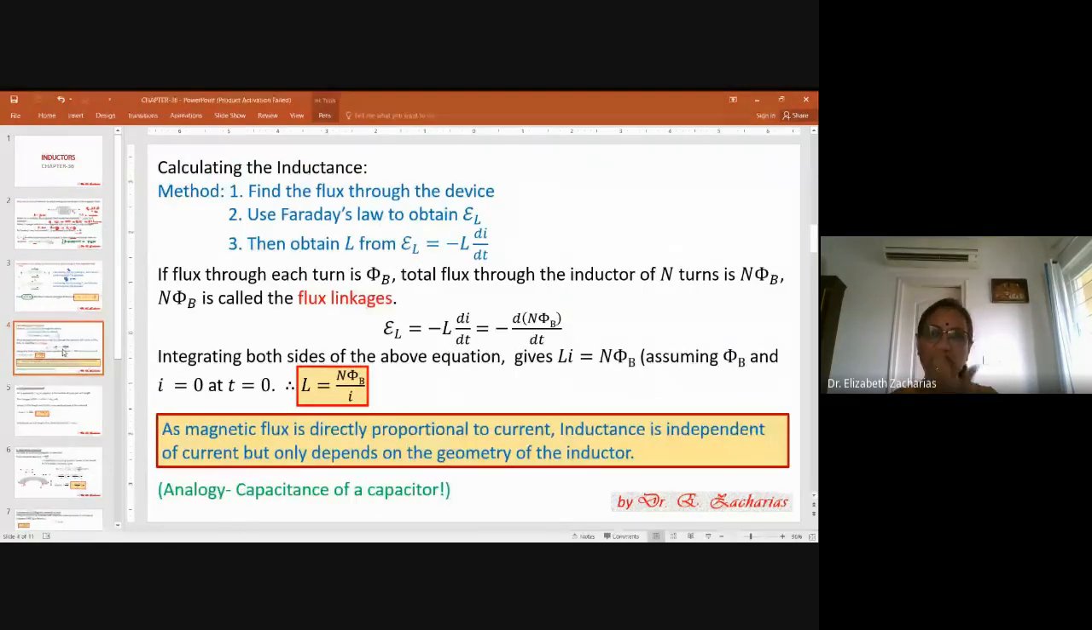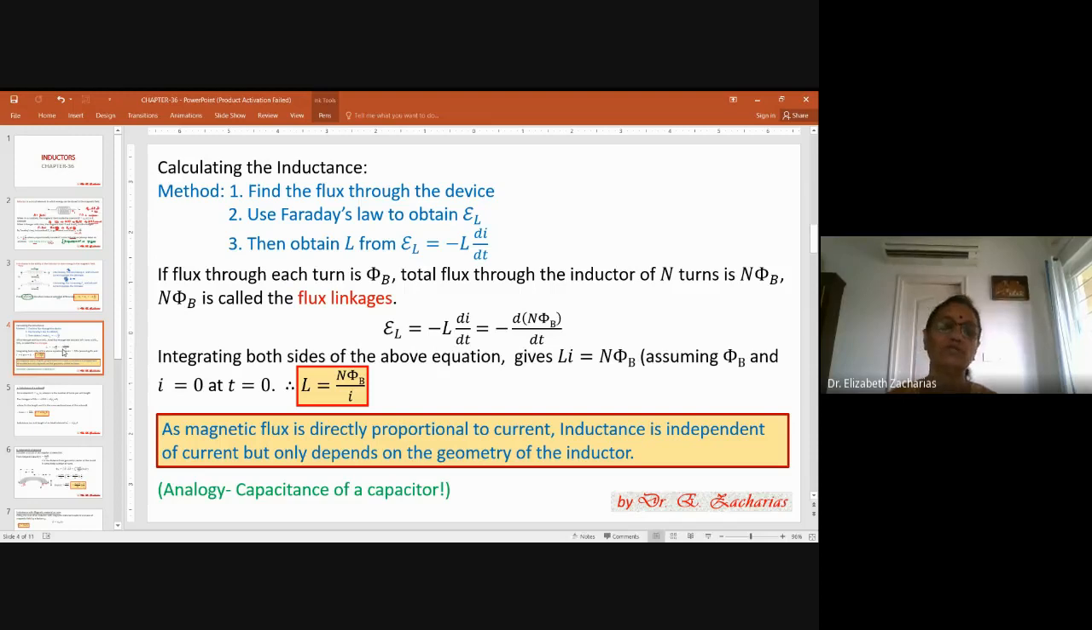Now, the next exercise that we are going to do is find the inductance expression for different types of inductors. In capacitors, we had parallel plate capacitor, spherical capacitor, and cylindrical capacitor. So here also we have two geometries of inductors. One is your solenoid, another is your toroid. For these two, you have to get the expression for the inductance.